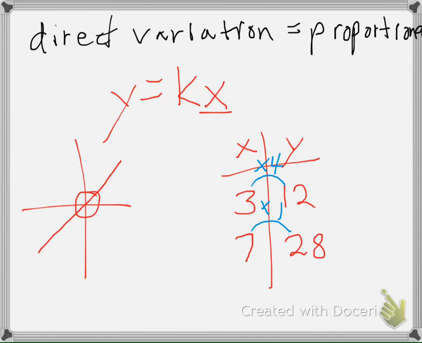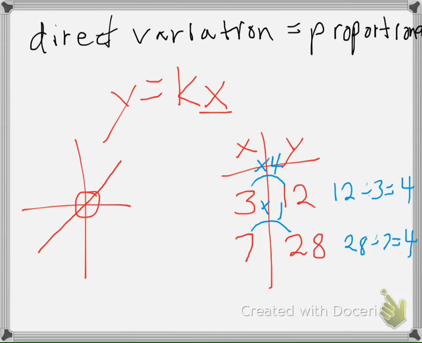Or you can do it backwards. You can say 12 divided by 3 is 4. 28 divided by 7 is 4. And if you take your y value and divide it by your x, if you don't get the same thing for every y divided by x, then that means you're multiplying your x value by different things to get your y value. Or you're multiplying by the same thing but then adding something else.